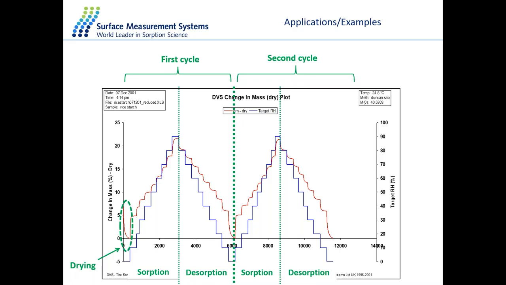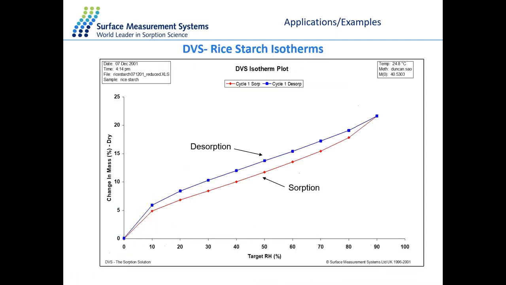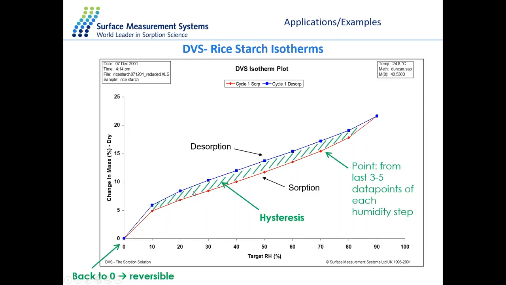Now, we're going to take each equilibrium condition and plot it against the relative humidity to get the isotherm plot. And this is the data that we obtained from this plot. So it's a plot of target relative humidity over percentage mass change. And here is the cycle of absorption and desorption with a nice gap of hysteresis in between. So what information do we get from this specific set of data?